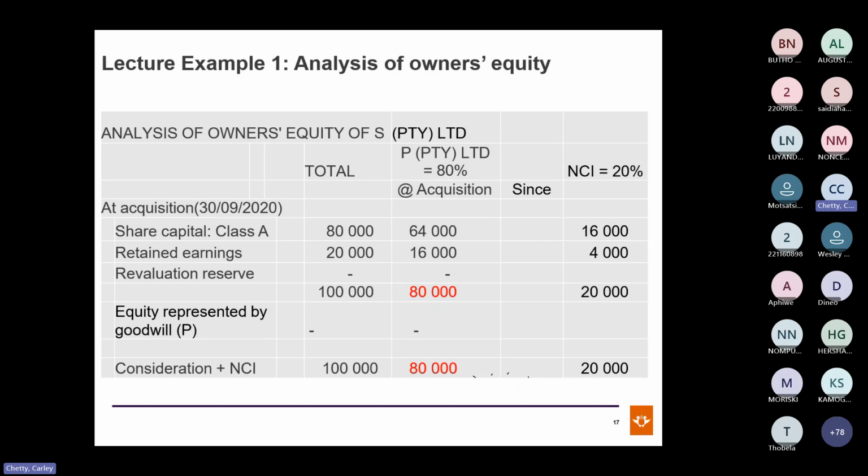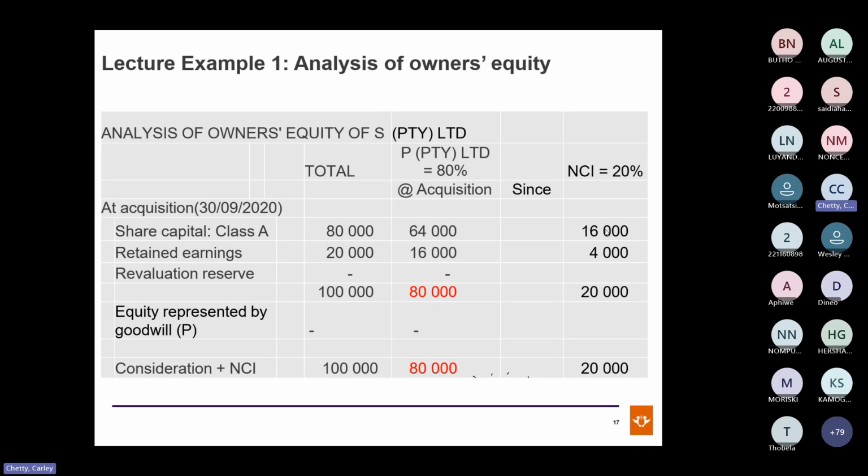And remember we said that P acquired 80%. P owns 80%. So we are going to take the share capital in S, which is 80,000, and multiply it by the 80% that P owns, attributing 80% of the share capital in S to P. So P owns 64,000 Rand. We calculated that by taking the share capital of 80,000 multiplied by the 80%, and that gave us 64,000 Rand.